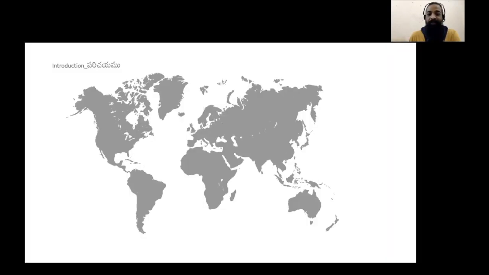Today I'm going to talk about one of the many fonts I designed, which is a layered font in Telugu. Before I get into details, let me give you some context about my script. As I mentioned earlier, I am from India.